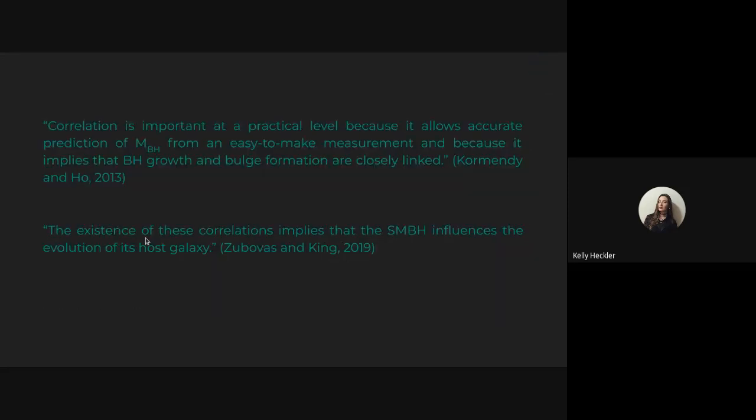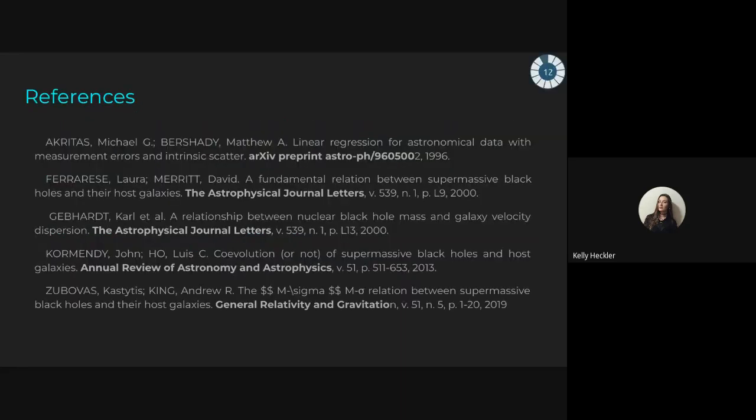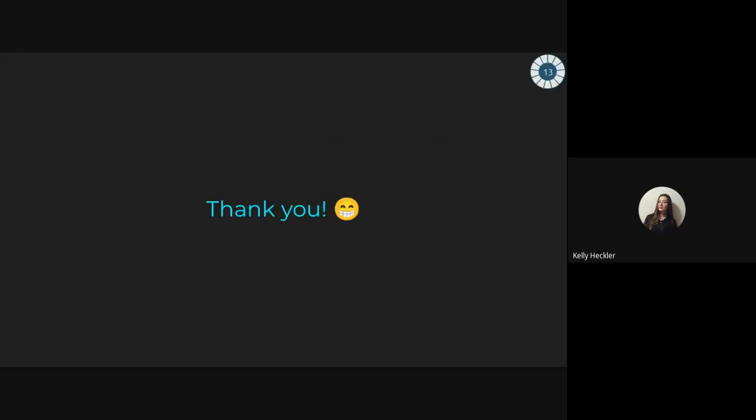The existence of these correlations implies that the supermassive black hole influences the evolution of its host galaxy, as said by Zubova and King in their work published in 2019. And as Kormendy and Ho say, the correlation is important at a practical level because it allows accurate prediction of the black hole mass from an easy-to-make measurement, and because it implies that black hole growth and bulge formation are closely linked.